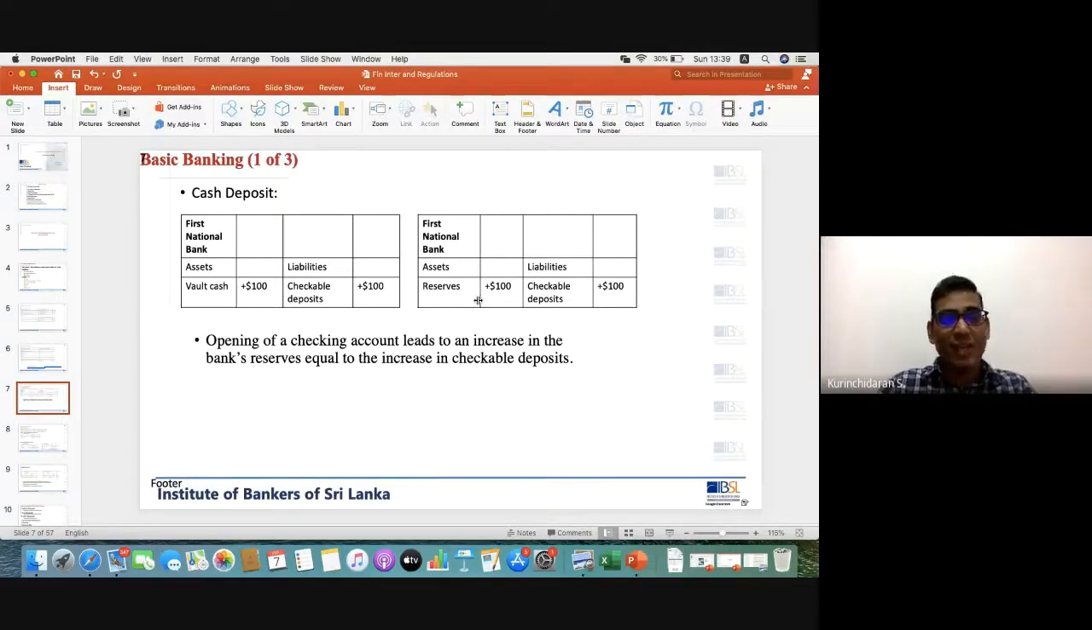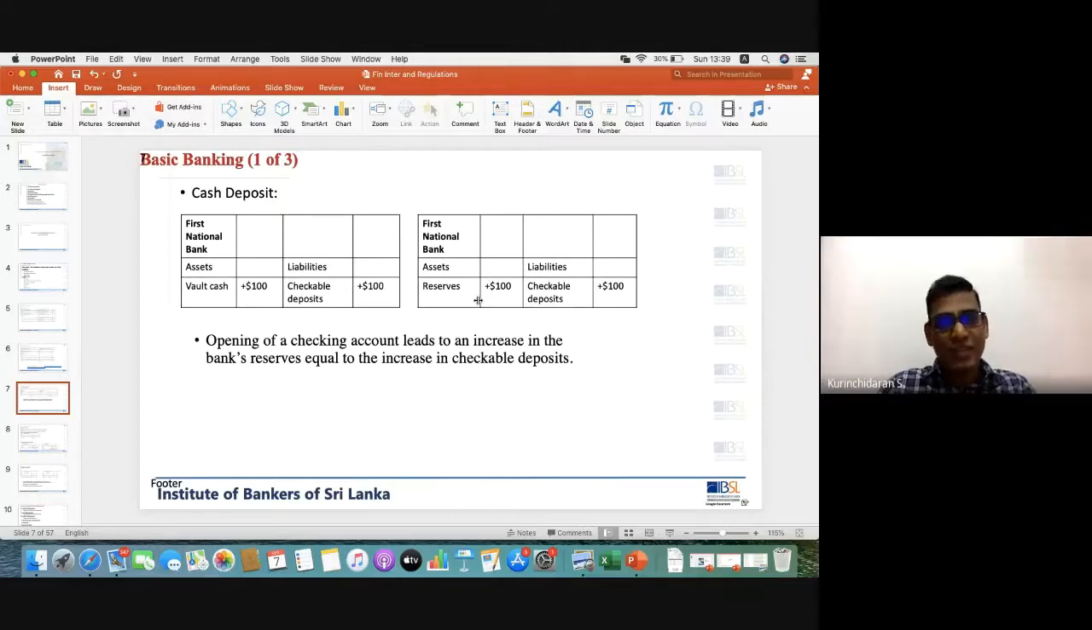And at the same time, on the liability side, we have seen what the items are: checkable deposits, non-transaction deposits and so many things. But this is deposited into checkable deposits. So the bank's liability increases via checkable deposits, and second, First National Bank's asset increases via vault cash. Is it clear? Yes. And you can see the second balance sheet here.